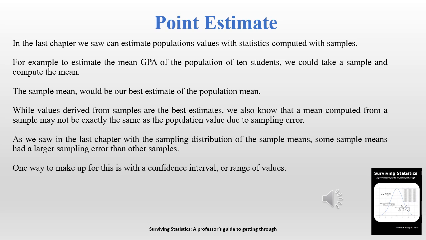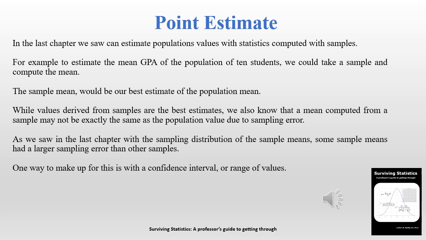from samples. For example, to estimate the mean GPA of a population of 10 students, we did take a sample of 2 students and we computed the mean. That sample mean is our best estimate of the population mean. But we saw, especially when we created a sampling distribution of the sample means, that some of those means are far off from the actual population mean, and some of them are a little bit closer. That is due to sampling error.